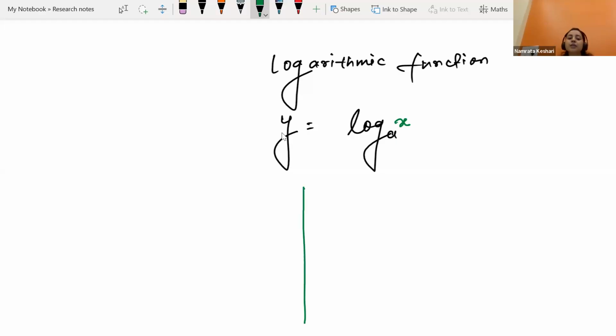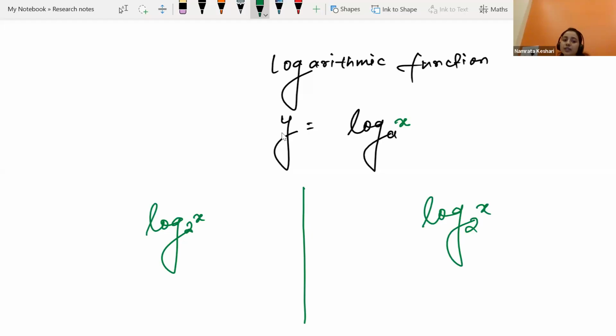If we take one example, that is log x with base 2. Here also log x, and here I'm taking the base as 2. So for this particular case, case one, if we take x as 2, what will be the result, Fatima?